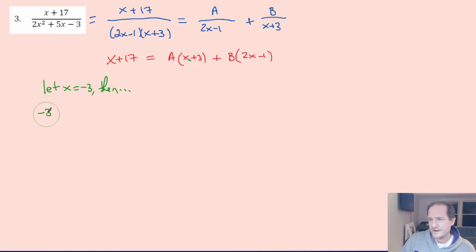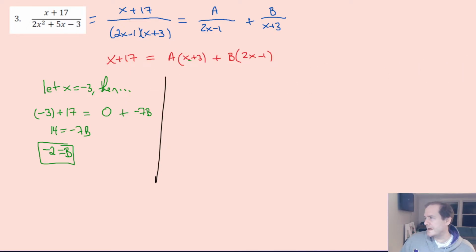So you'll get -3 plus 17 on the left. This whole thing goes to 0. I'm going to write a 0 just to remind us what happened. This first term goes to 0. Then -3 here is going to give -6. Take away 1 is -7. So -7b. So what do we got? We got 14 equals -7b. So -2 is our value of b. And then we can do it again.